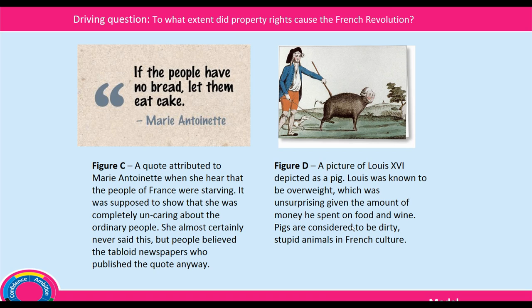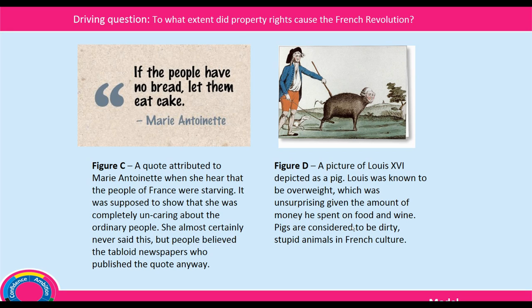These are 2 sources which refer to Marie Antoinette and Louis XVI. After reading them thoroughly, you may complete this section of your main assignment. "If the people have no bread, let them eat cake." Marie Antoinette. Figure C. A quote attributed to Marie Antoinette when she heard that the people of France were starving.